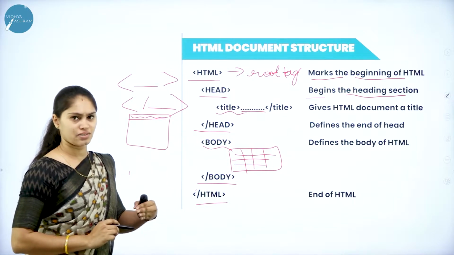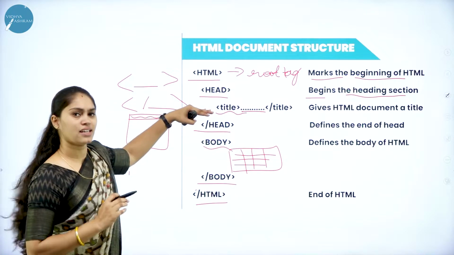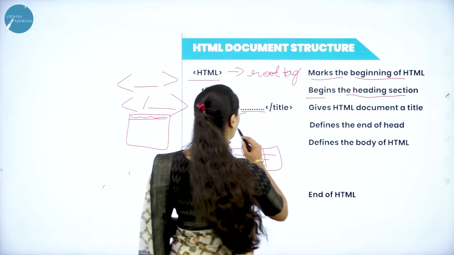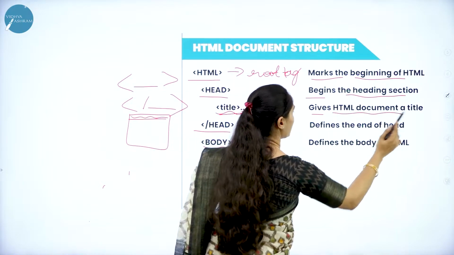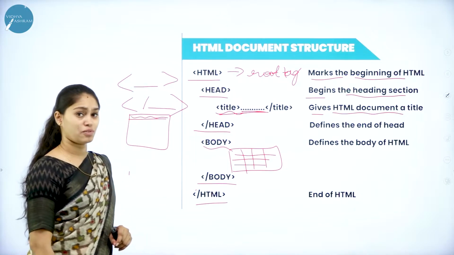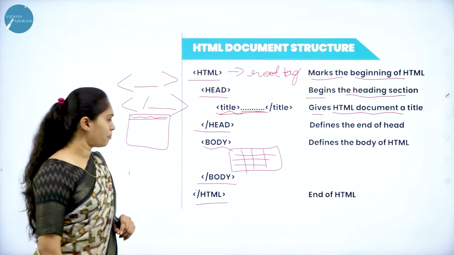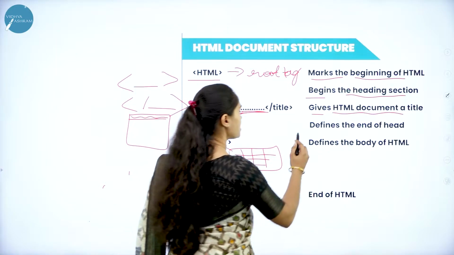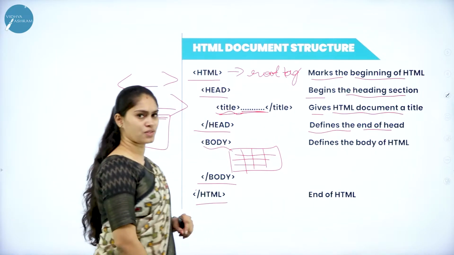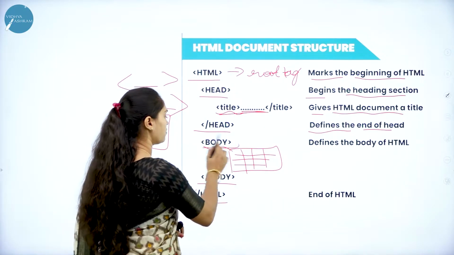One is heading and another one is body. So, in this head, this is going to start. And also the title gives the HTML document a title. So, it produces the title of a web page, and also we have to close the end of the head tag, or heading tag, and also we have the body tag.